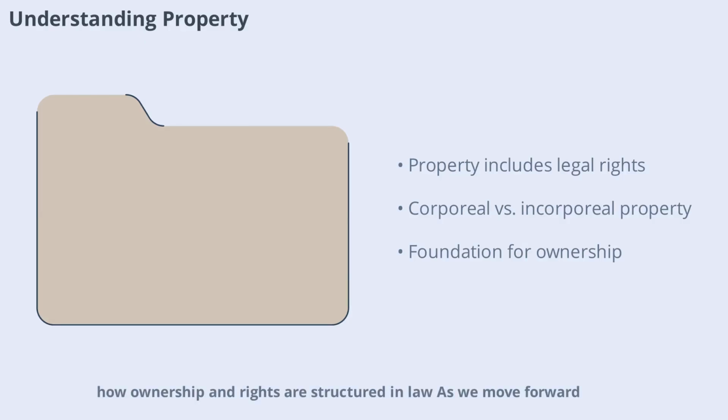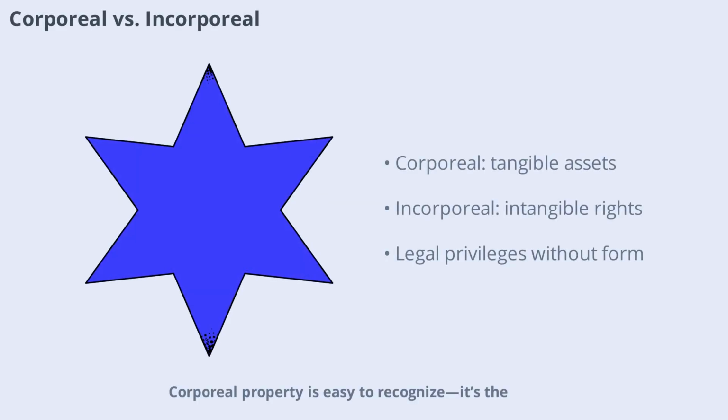As we move forward, we'll see how these concepts extend into the realm of intellectual property, affecting creativity, innovation, and commerce. Corporeal property is easy to recognize. It's the material things we can touch and see, like land, houses, and jewelry. Incorporeal property, however, is intangible. Its existence isn't visible or physical, but it's just as important in law. Examples include the right of easement and copyrights, which grant legal privileges without a physical form.